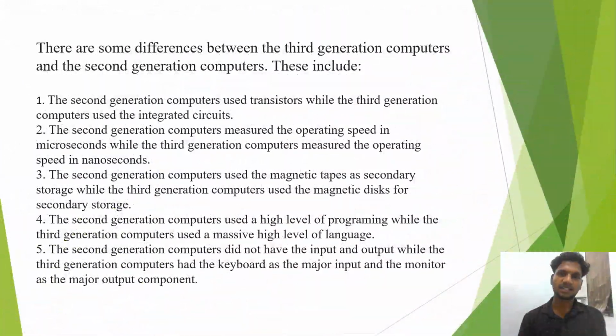There are some differences between the third generation computers and the second generation computers. The second generation computers used transistors, while the third generation computers used ICs. The second generation computers measured operating speed in microseconds, while the third generation measured it in nanoseconds. The second generation computers used magnetic tapes as secondary storage, while the third generation computers used magnetic disks. Second generation computers used high level programming, while the third generation computers used massive high level languages. The second generation computers did not have keyboards and monitors, while the third generation computers had the keyboard as the major input and the monitor as the major output component.